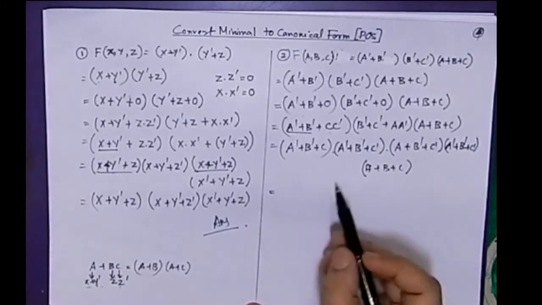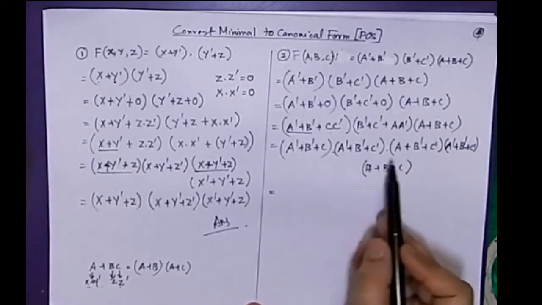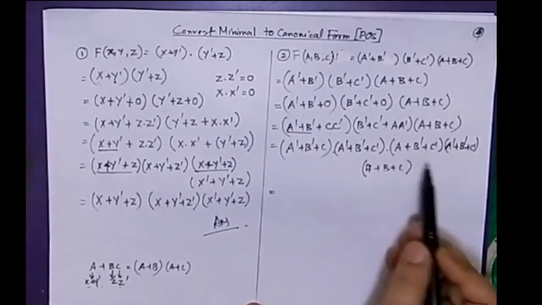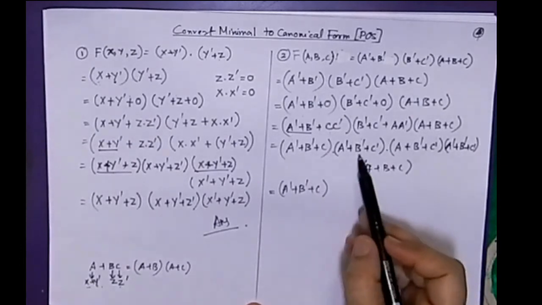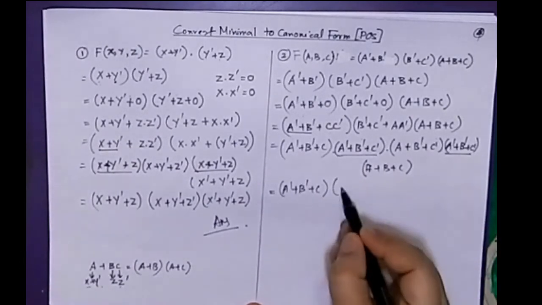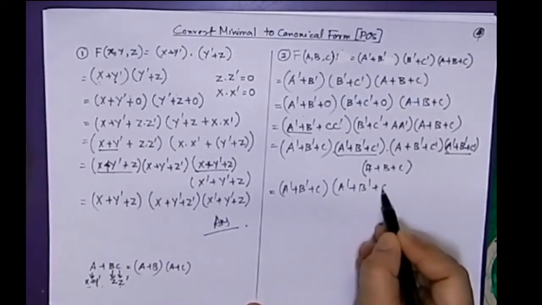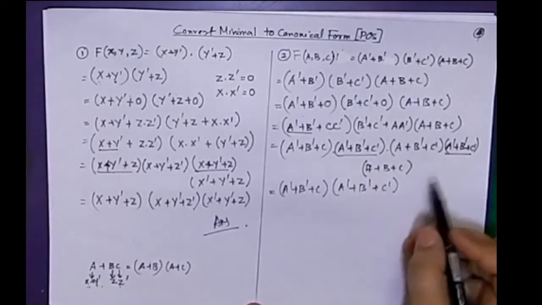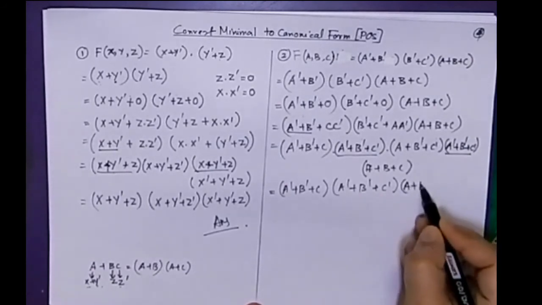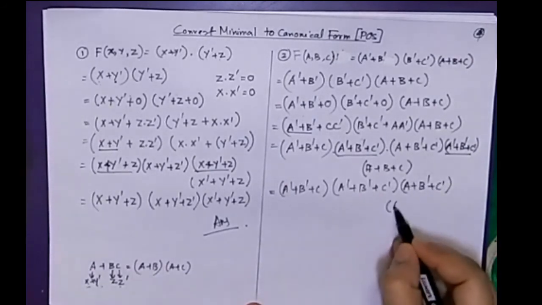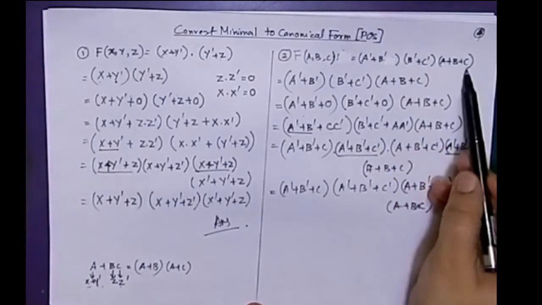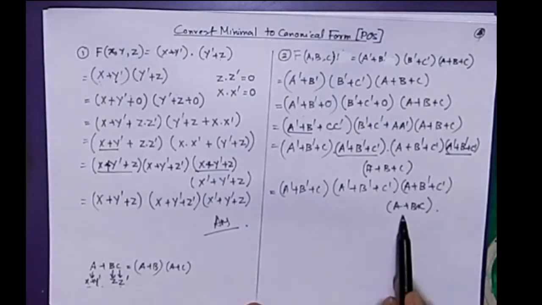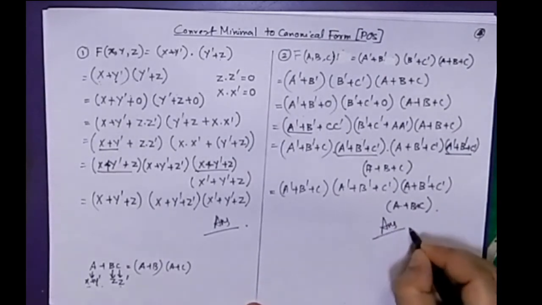Now let us see if any term is repeated. A dashed B dashed C. No, we don't have it, so we will keep it as it is. A dashed B dashed C dashed. See, this term is repeated, so A dashed plus B dashed plus C dashed I'll write only once. A B dashed C dashed is not there anywhere else, so this will also be considered, and this term was already there. So there were 3 terms in the minimal form or the simplified form, and here there are 4 terms, and each term is a max term. This is the answer.